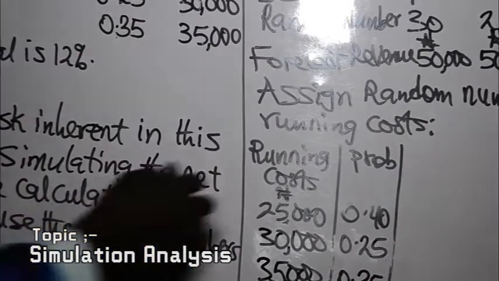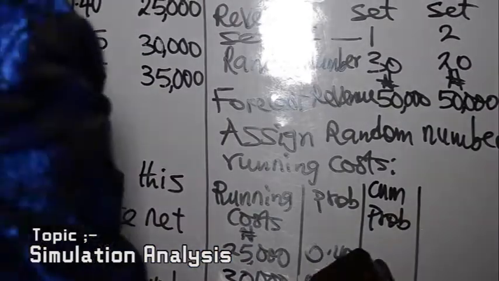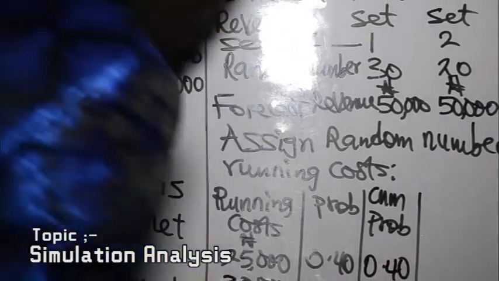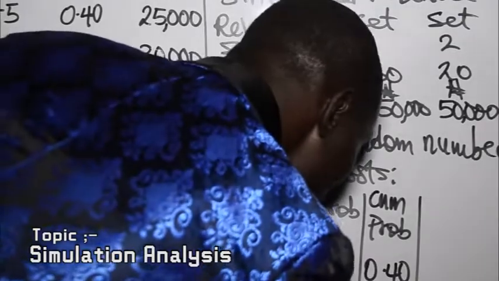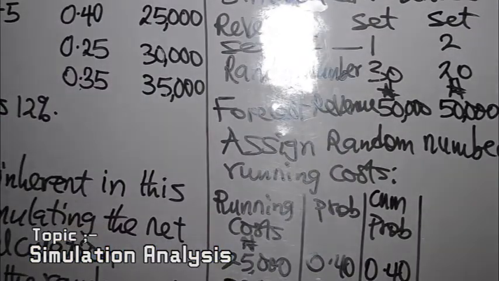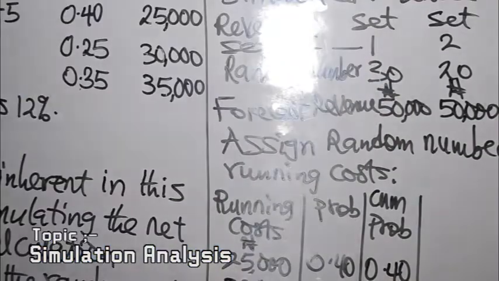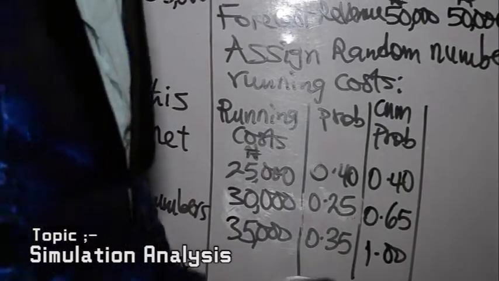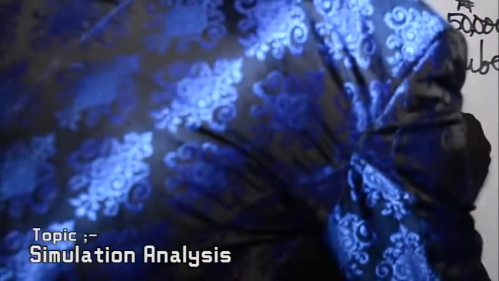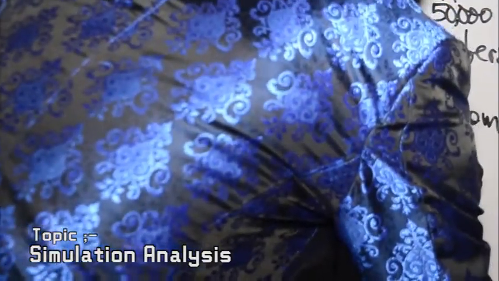The next thing is to calculate the cumulative probability. The first one is 0.40. 0.40 plus 0.25 will be 0.65. 0.65 plus 0.35 will be 1.00. Then, with this cumulative probability, you assign the random number. Now, let's have our random number.